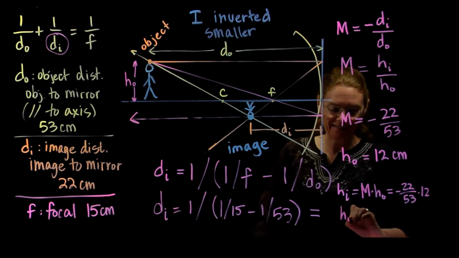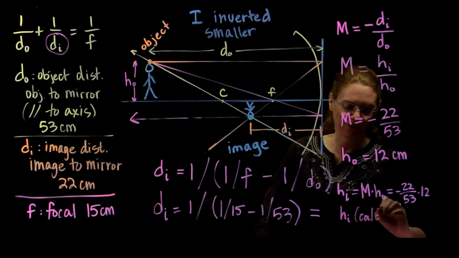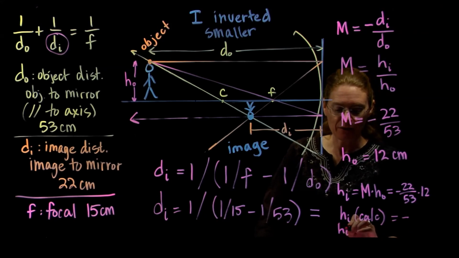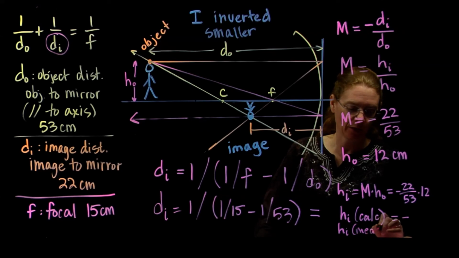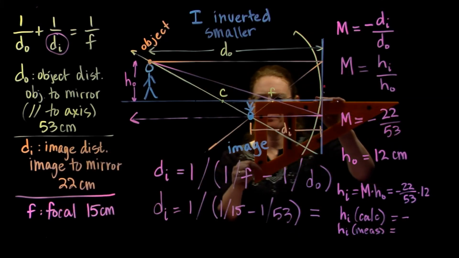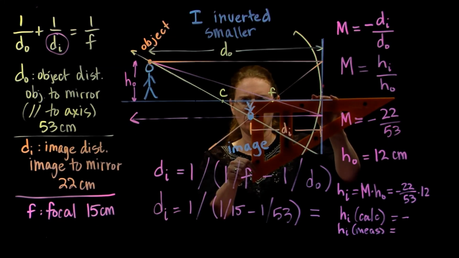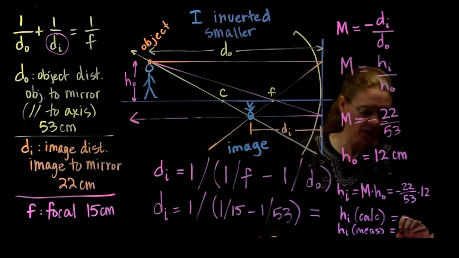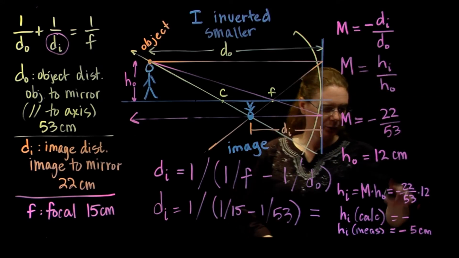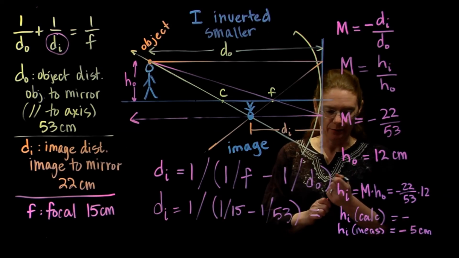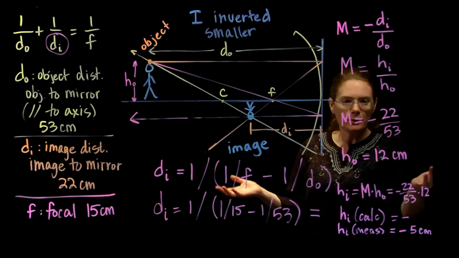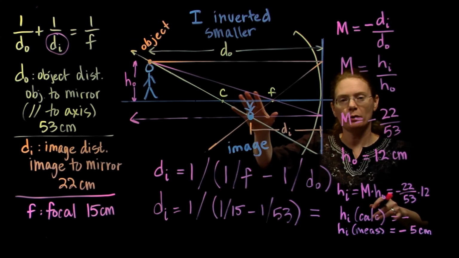So we calculate it at a certain amount, whatever that number is, negative something, and then we can measure it from our picture. So measured, what do we get? It's just about 5, I'd say. And it's negative because it's flipped over, and it was about 5 centimeters. So hopefully, when you calculate this, you get something very close to 5. And your numbers aren't probably going to match up perfectly, and that's okay. The ray tracing is merely an estimate.